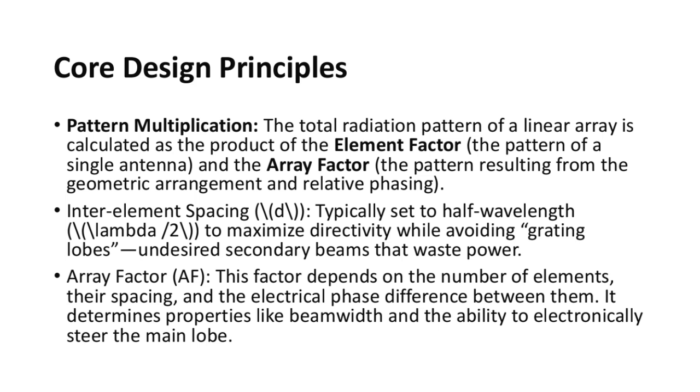In the diagram we discussed d cos theta, and that is the array factor. The element factor depends on the type of antenna, so we have different element factors. You have to multiply these two factors, element factor and array factor. The second thing is inter-element spacing. Typically you set it at about half a wavelength to maximize the directivity while avoiding grating lobes, because these undesired secondary beams waste power.